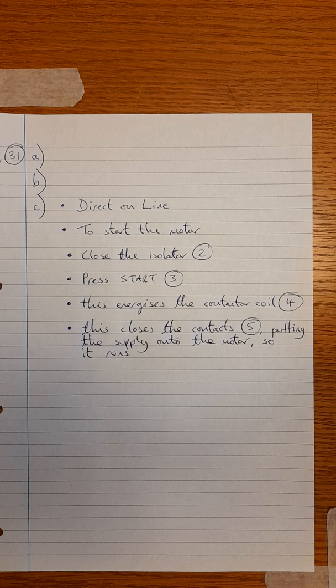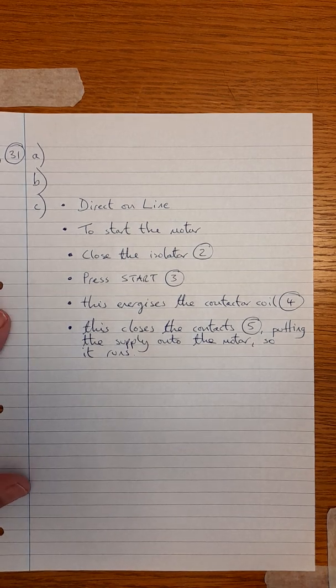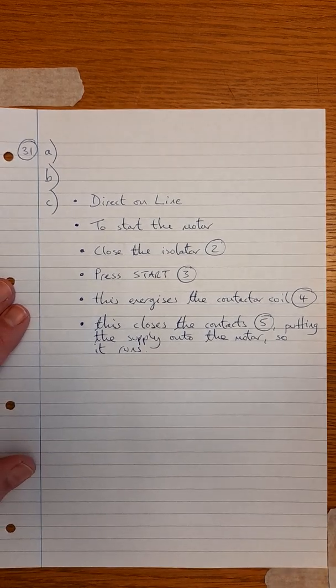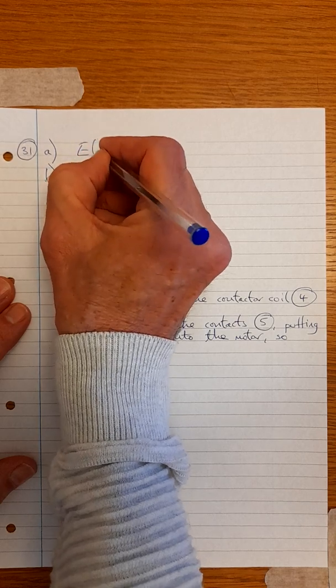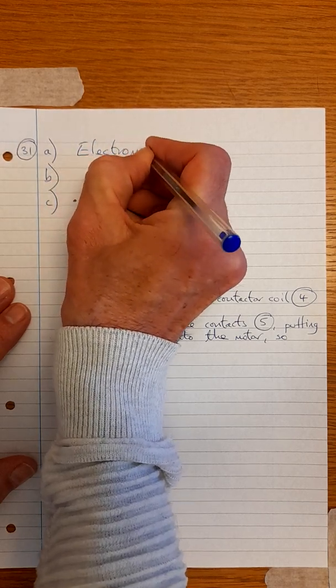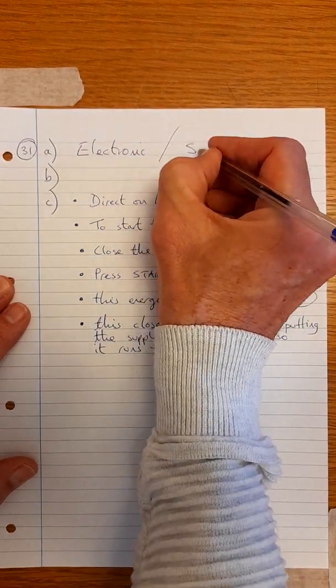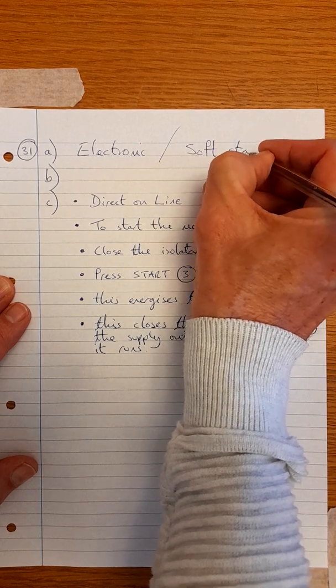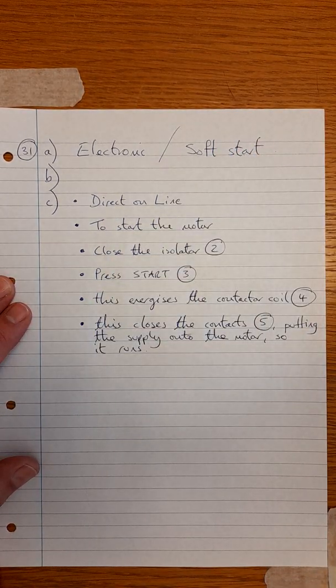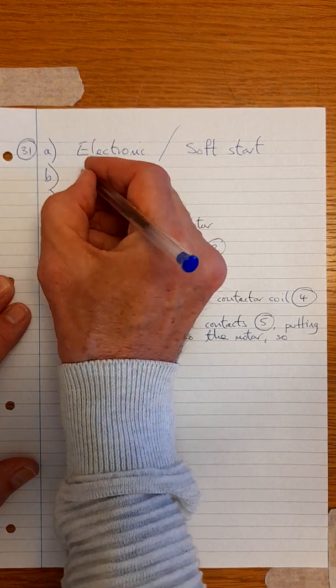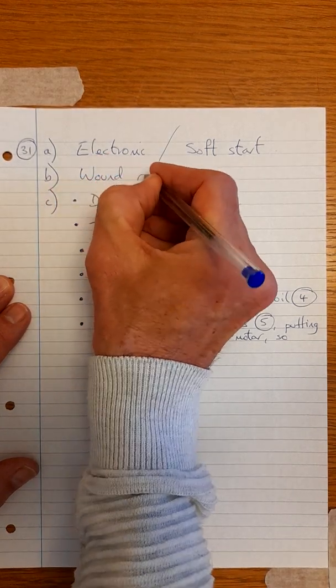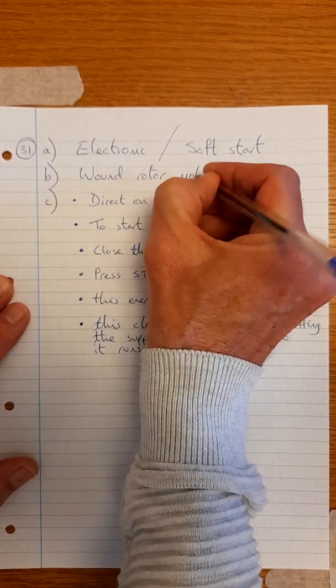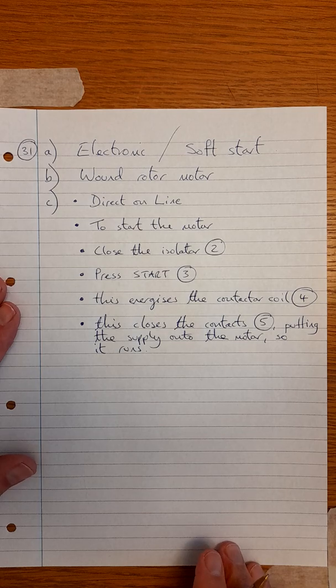Okay, so I think this is the last one, 31. Which type of motor starting method would provide a gradual speed up and a gradual slowdown for a very large motor? Well, in short, you want to use electronic start. Another name for that is soft start. Part B. What type of motor would be used with a rotor resistance starter? Well, that is a wound rotor motor. In case you're not sure, that's the one with slip rings.